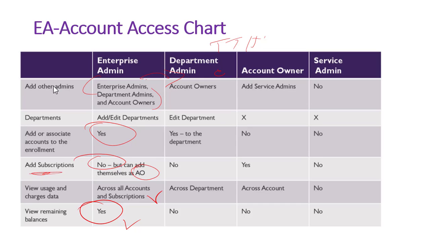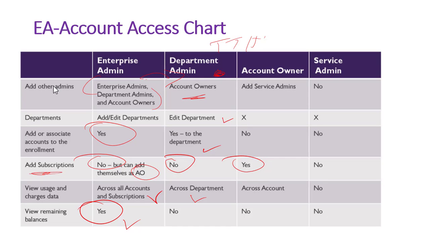When it comes to the department admin, the department admin can create account owners and he can edit the department which comes under his privilege and add accounts to the department. But he cannot manage the subscription. The management of the subscription is only done by the account owner. He can view the data charges across the departments. For example, if the department is IT or finance managed by user A, user A can view all the usage and charges, but he cannot view the overall enterprise's other subscription remaining balance and budgets.